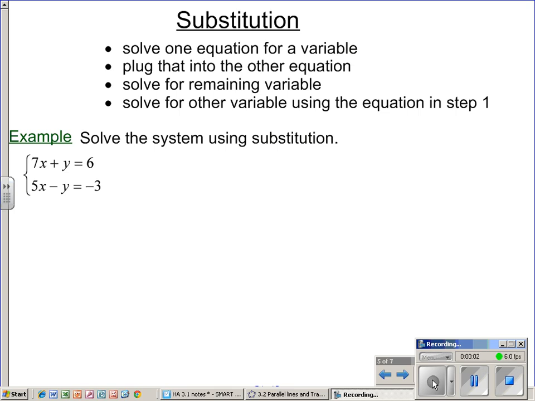All right, this is the last video for section 3.1, talking about solving systems of equations. We just talked about graphing as a method. Graphing is okay, but substitution is going to give us an exact answer. It's going to be using algebra to find the exact values.